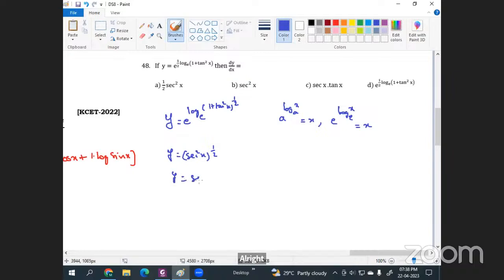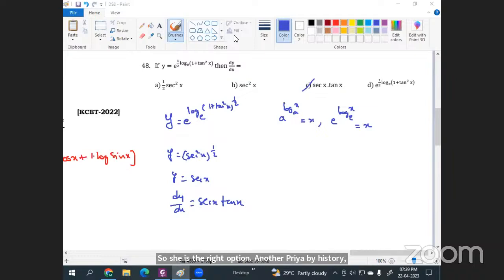So y equal to secant x. So dy by dx equal to secant x into tan x. Right, children? So this is the right option. And Harsha is clear. So C is the right option. Nagapriya, Bhagyasri, Aditya. Right? Yes. Okay. Now the next question.